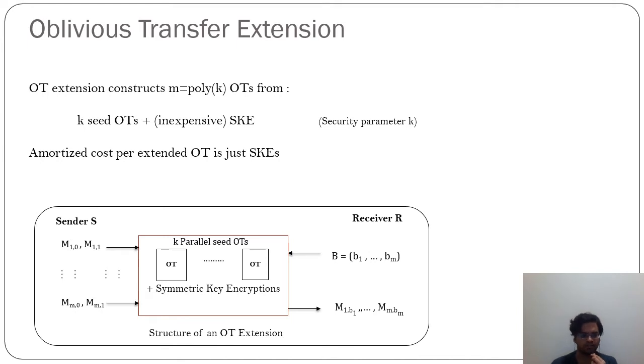The structure of an OT extension looks something like this. The sender has M pairs of messages as input and the receiver has M choice bits. They run K parallel seed OTs and some extra symmetric key encryptions through some sub-protocols for the OT extension, and at the end they obtain M extended OTs.